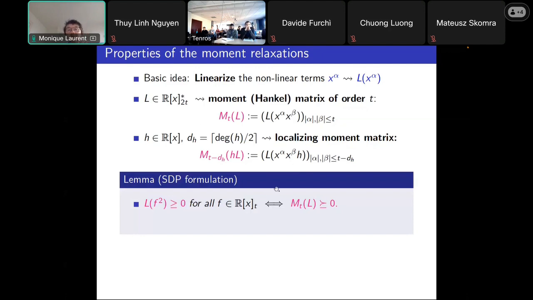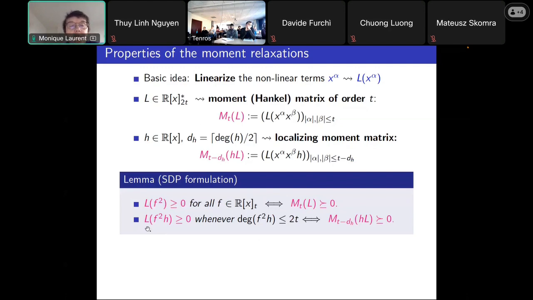But the crucial point now is that L is non-negative on sums of squares. Asking that L is non-negative on a square F is equivalent to asking that the matrix M_t(L) is positive semi-definite. I didn't write the proof, but this is an exercise which I let you do. It's very easy. You just write your F as sum of F_alpha X^alpha, and you split. So testing whether L is non-negative on squares or on sums of squares is equivalent to testing whether its moment matrix is positive semi-definite.